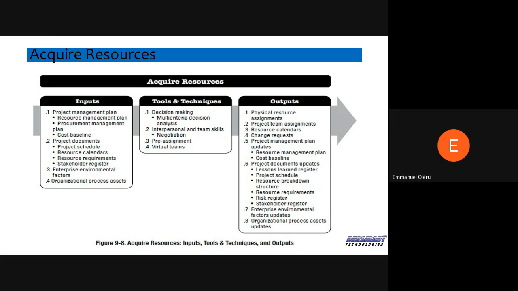It can be different processes, different tools. Some of them are virtual, some of them are physical. Negotiation skills are important here because you talk about money and other stuff that will be necessary. Then at the output, you have physical resource assignment, project team assignment, resource calendar, project document updates, and all that, right?